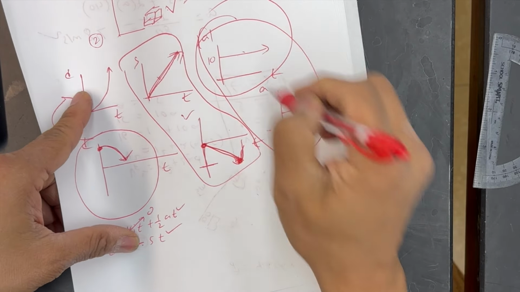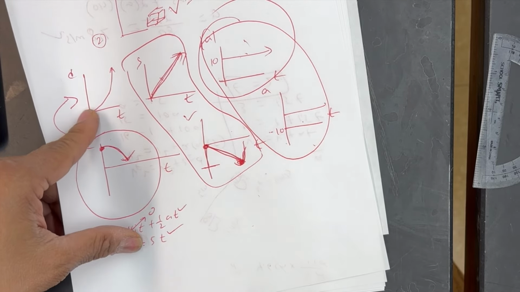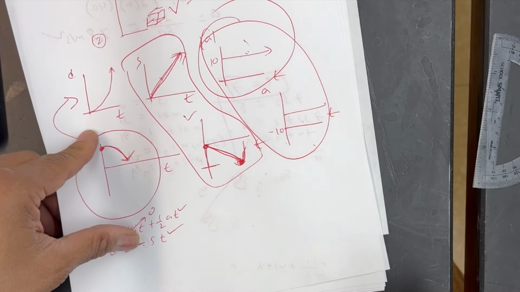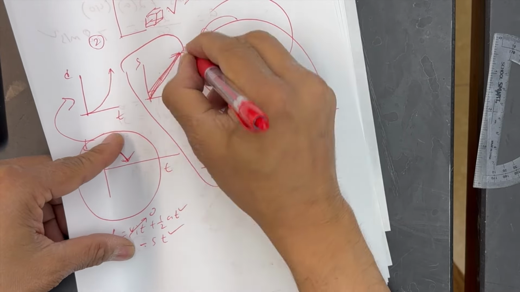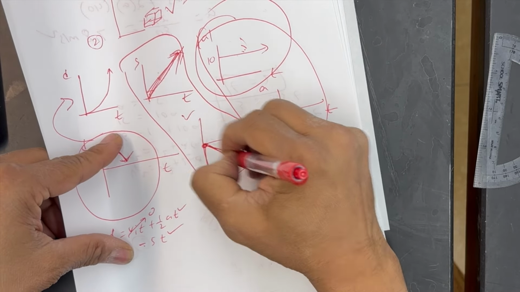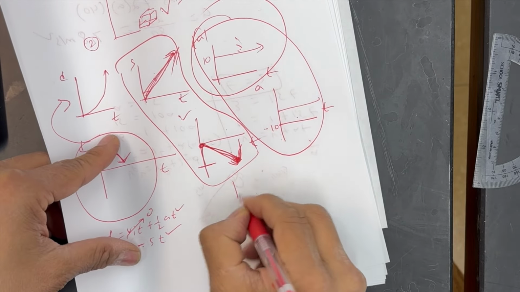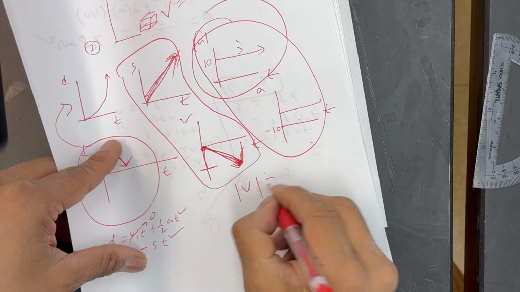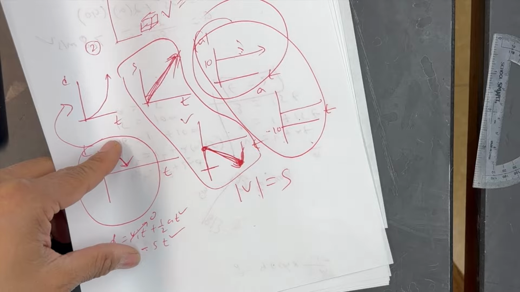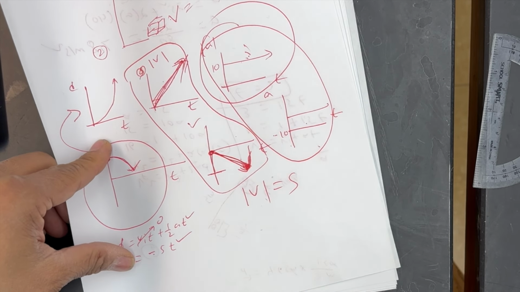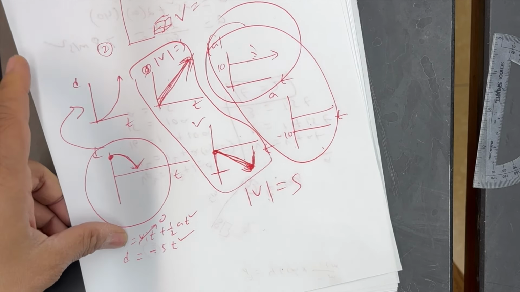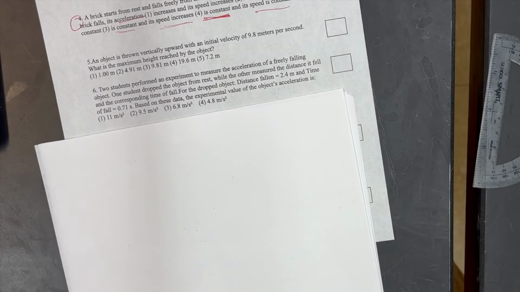Why? Acceleration is constant; even if you take the absolute value, it is constant. Even if you take the absolute value here, it is increasing. What is increasing? The magnitude of the velocity. The magnitude of the velocity is speed. I can write over here magnitude of velocity, because that's the speed. Okay, that's number 4. Now let's go to number 5.